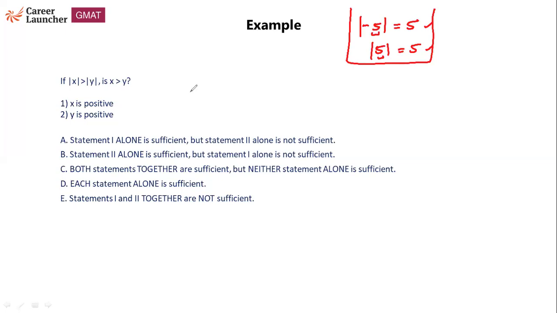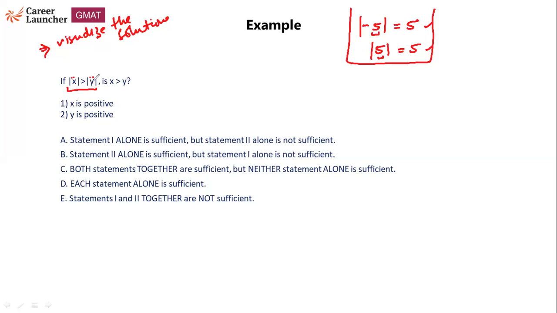Here it says that x modulus is greater than y modulus. The strategy to solve modulus questions with inequality is to visualize the solution. What does this mean? X modulus is greater than y modulus. What can be concluded? x could be positive, x could be negative inside this modulus. Similarly, y could be positive, y could be negative inside the modulus.